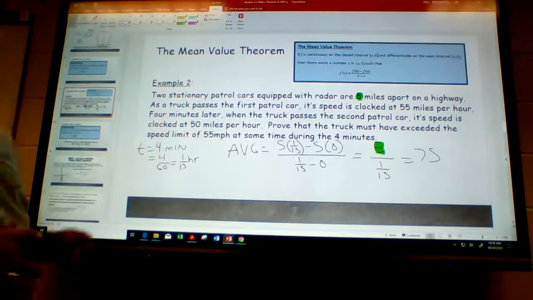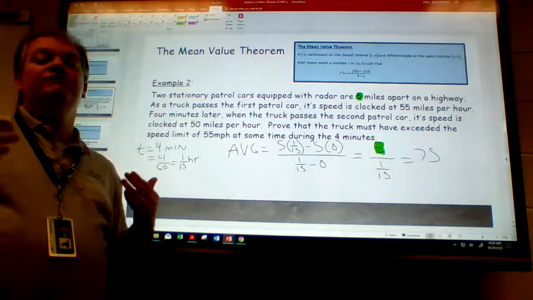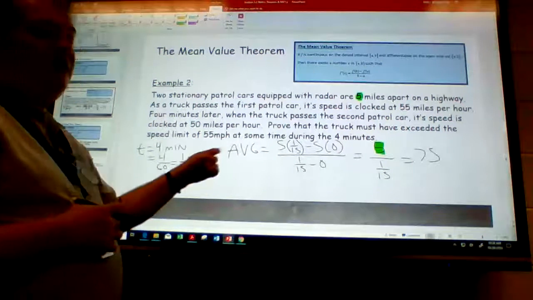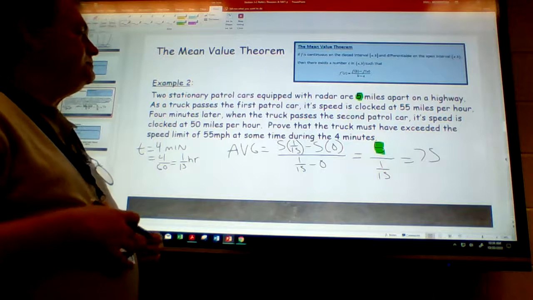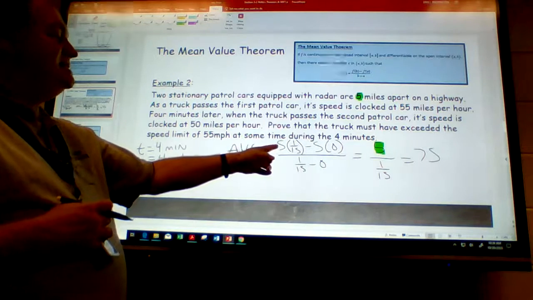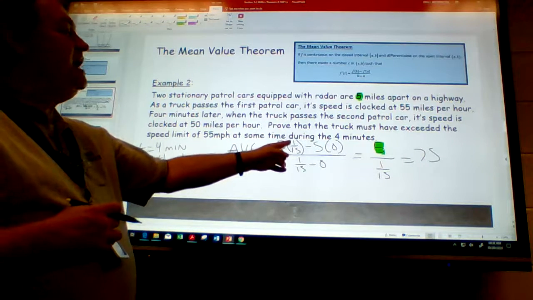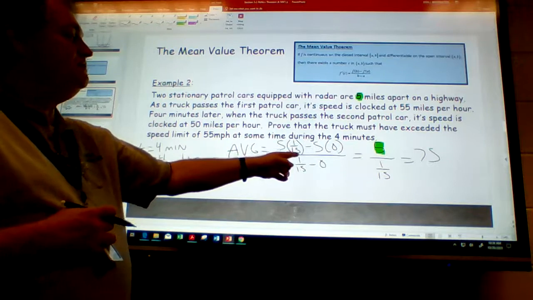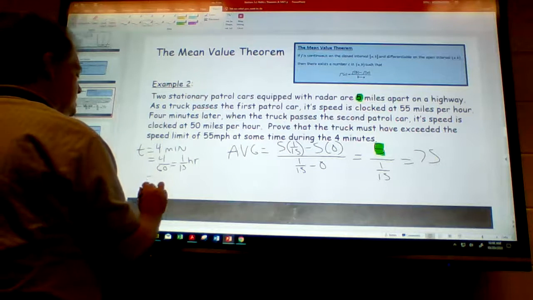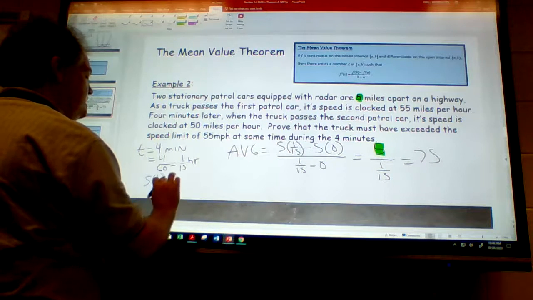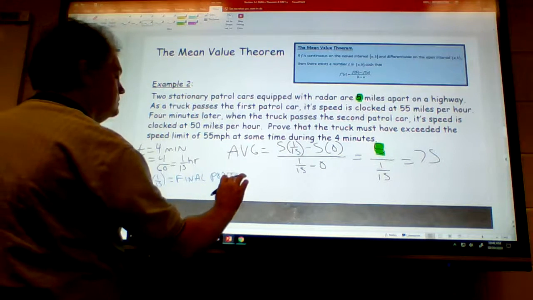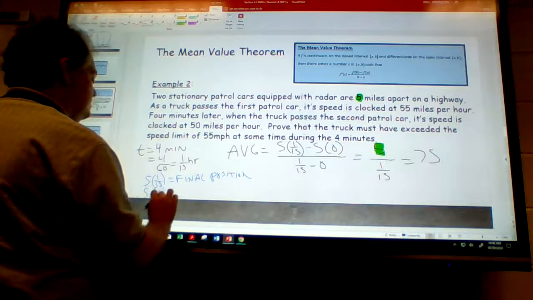Time. The time is 4 minutes, but in terms of hours, that's 1 over 15. So we have to put everything in terms of hours. Okay, so it's 1 over 15. Now, the average speed between those 5 miles, now this is an S. That's position. The final position, which is at 1 over 15, minus the initial position right here. So let me write that down. S of 1 over 15 equals the final position, and S of 0 equals the initial.